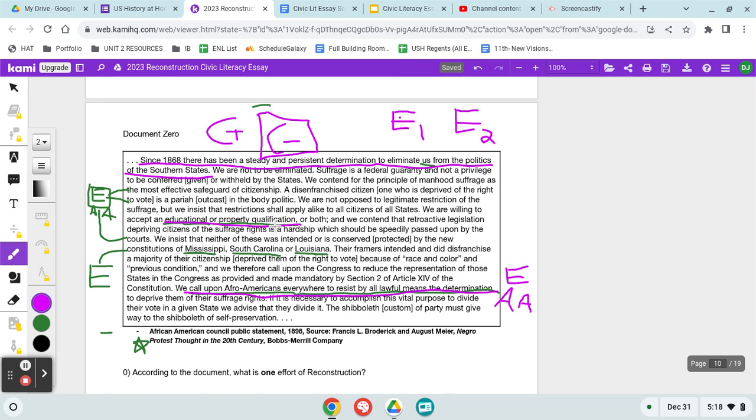Educational or property qualifications to vote. Actions by these states to disenfranchise a majority of their citizens because of race and color. Yeah, this is what I would point to. I'm the teacher, so I should know how to phrase this so perfectly. I would definitely phrase this in my mind and then try to think of this in a different way, as these are racist efforts to restrict the right to vote.